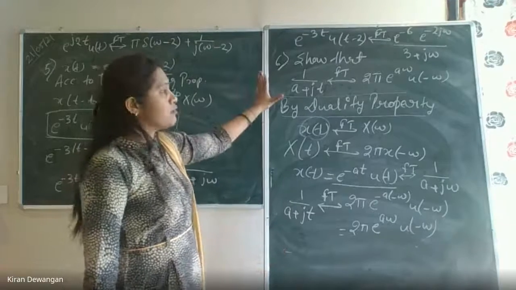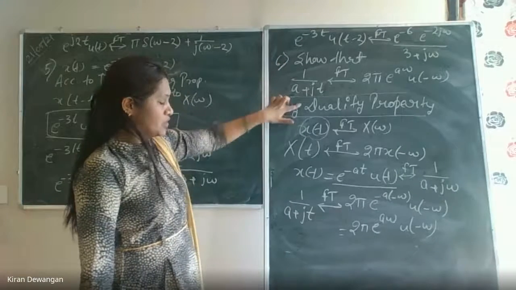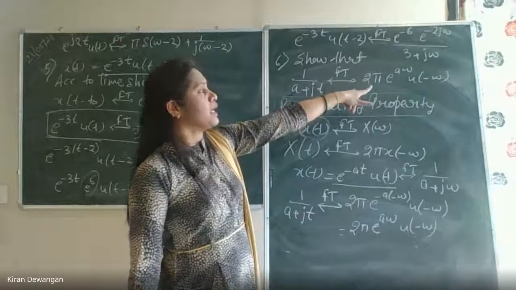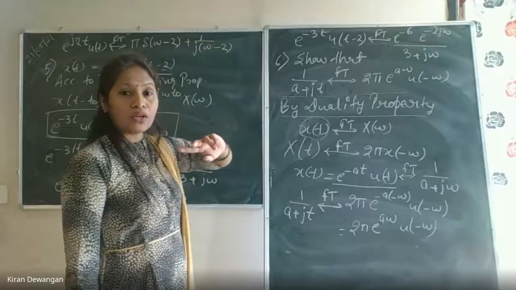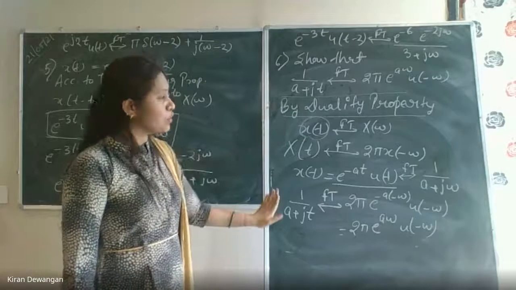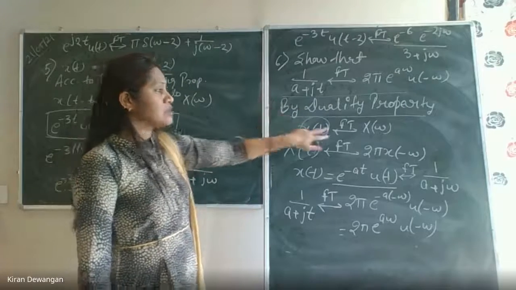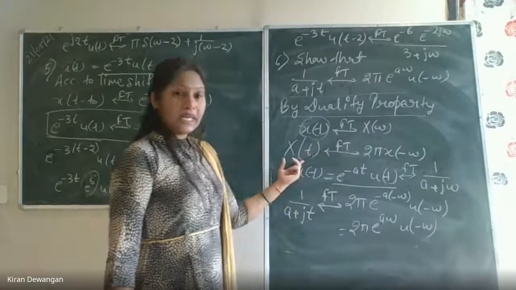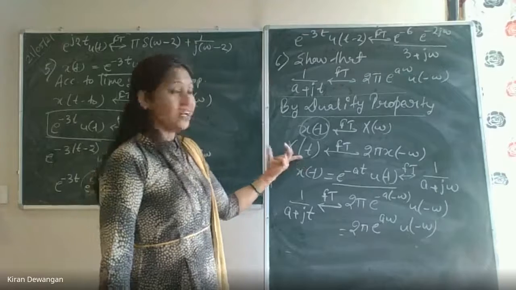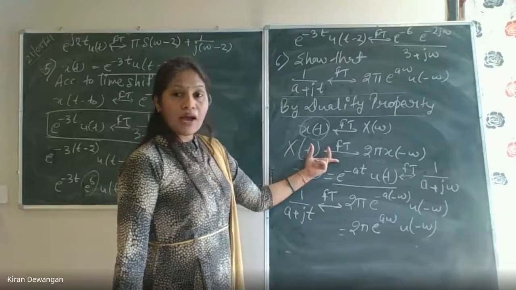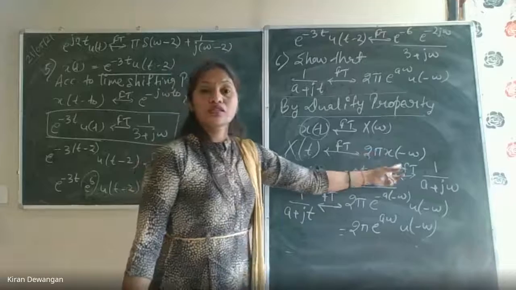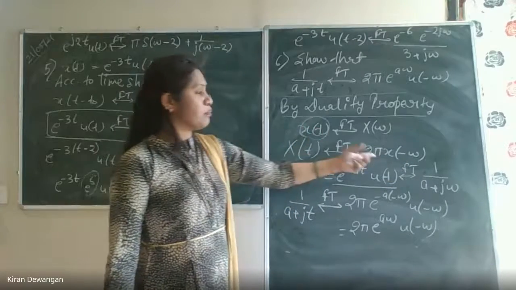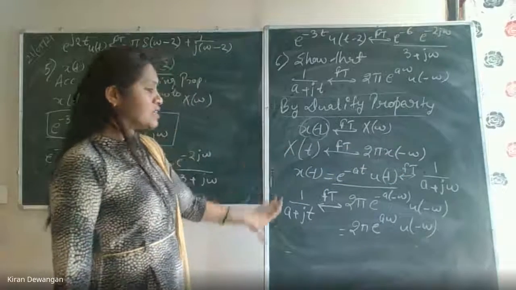We have to prove that 1 by (a plus jt) has the Fourier transform 2π by e to the power a omega u of minus omega. Now this is solved by making use of the duality property. If x(t) has the Fourier transform X(omega), then if I am replacing omega by t here, that is, taking capital X(t), it will have the Fourier transform 2π times small x(minus omega). That is, t will be replaced by omega. So that is how we are solving.